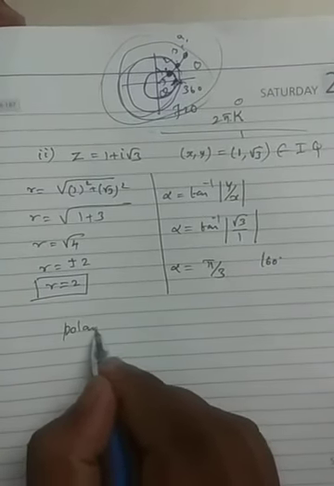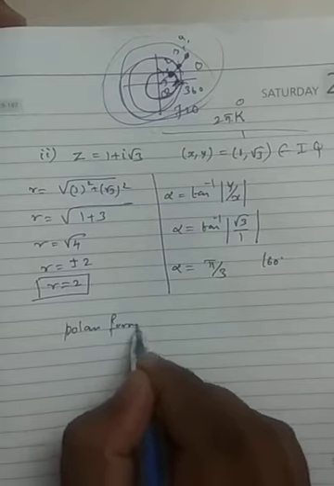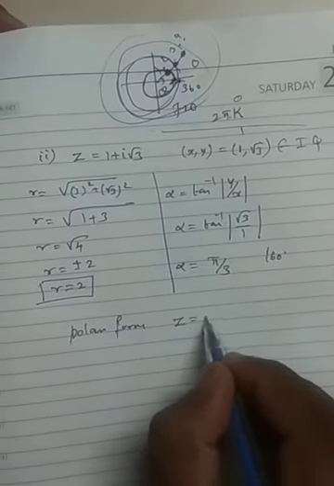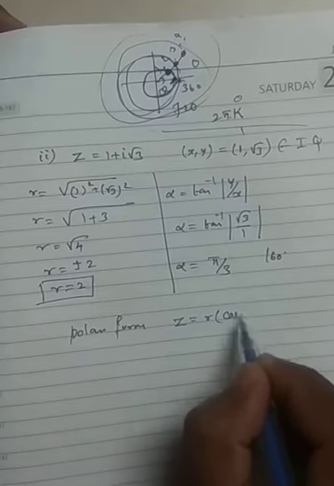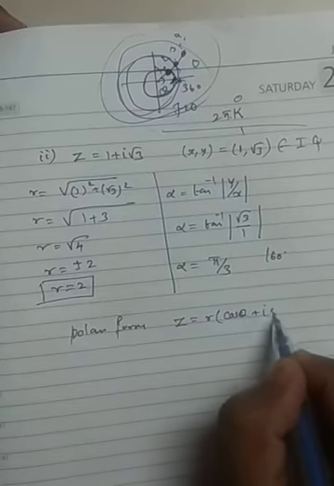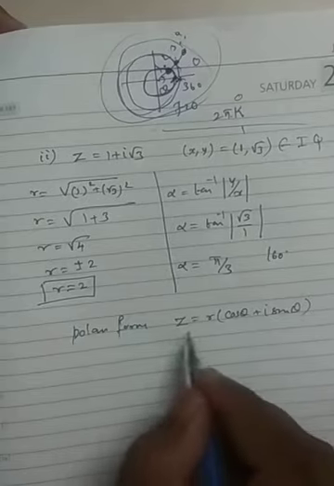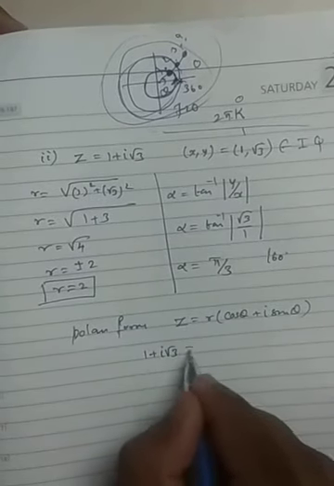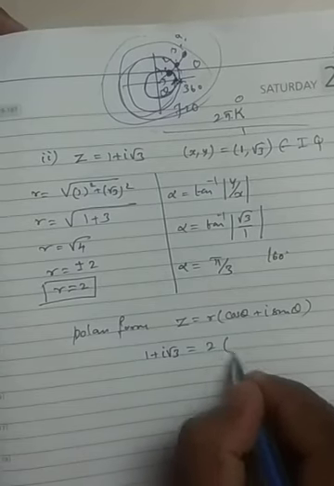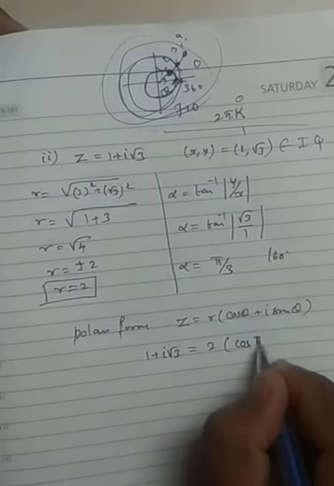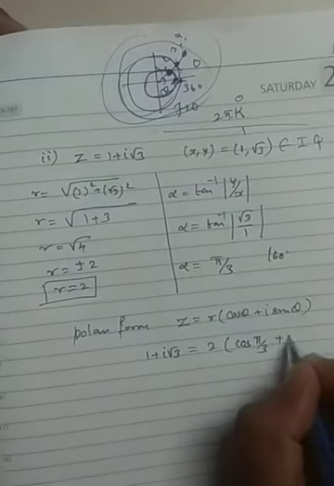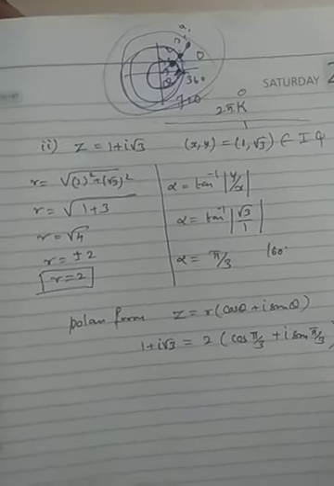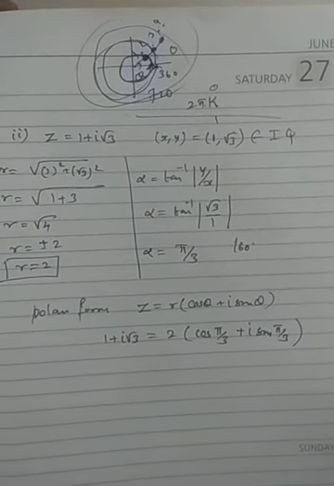So the polar form of z is nothing but what? z equals r into cos theta plus i sin theta, isn't it? The z value is 1 plus i root 3, and the r value is 2. So it will be 2 into cos pi by 3 plus i sin pi by 3. This is the value of the polar form.